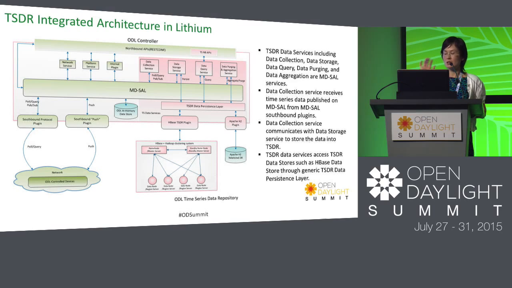We'll first collect the data and store it in the in-memory data store, and then it will trigger the data change events. Our data collection service will receive those data change events and collect the OpenFlow stats. Then we are using RPC to call the data storage service, which will first convert the data into the TSDR common data model, and then leverage the TSDR data persistence layer, which will eventually store into either the HBase data store or H2.